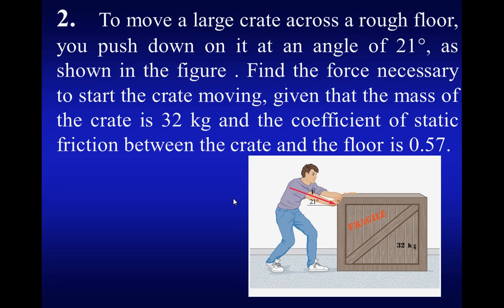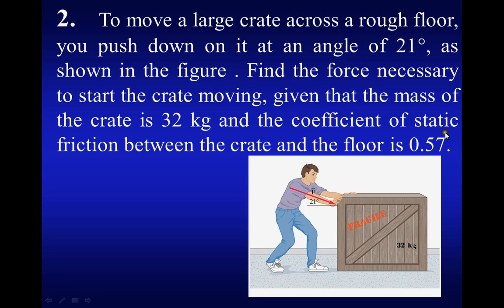This is like the chair example from the very first image of a free body diagram. So if you're going to move this large crate and you're going to push down at an angle of 21 degrees, then we have to figure out that the normal force here is going to be F sine 21 degrees plus 32 times 9.8. So we figure out the normal force. We don't know the force, so we're going to have to find that eventually.